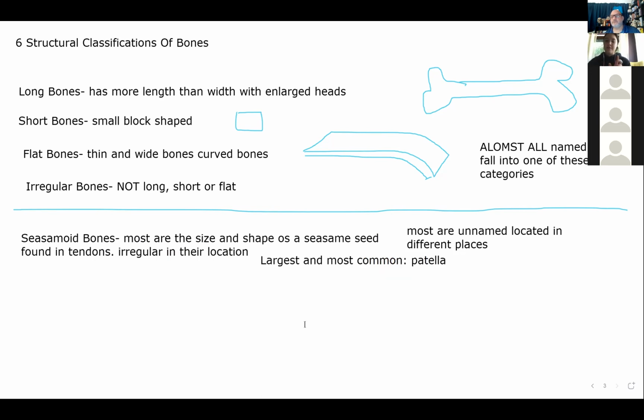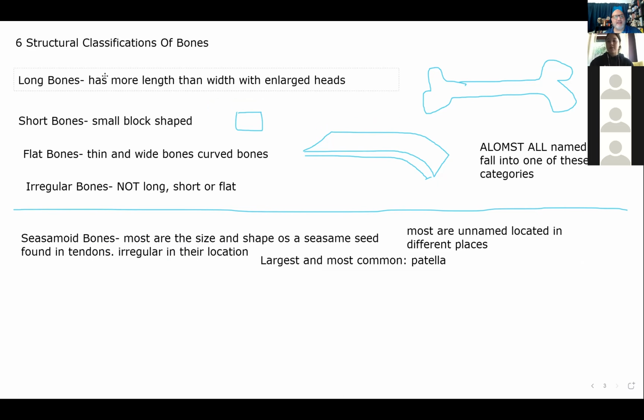For the structural classifications, the 5th and 6th one, are we going to be responsible for that? Yes, absolutely. Well, okay, this is gross anatomy that we're talking about, right? So, yeah, you need to know the patella is a sesamoid bone, right? Long bones, although we didn't mention it, I think you guys kind of hinted at it.